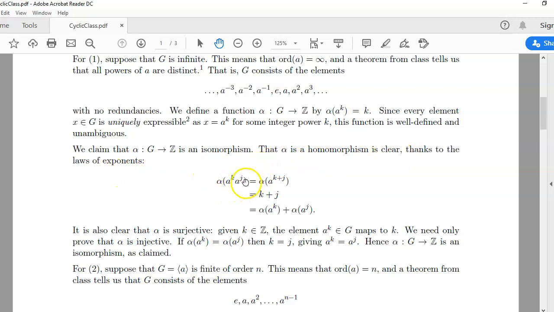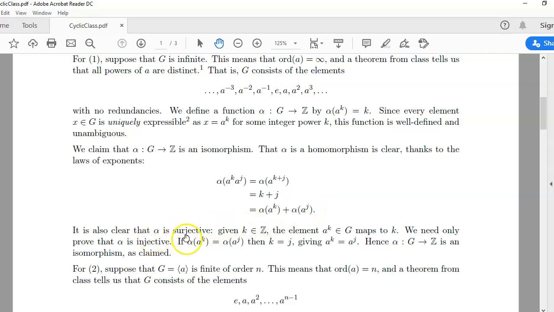So what's alpha of two things multiplied in G? Well, two generic things in G are an a to the k and an a to the j. But a to the k times a to the j is a to the k plus j. And what's alpha of that? Well, it rips off the exponent, so that's k plus j. But k is alpha of a to the k because it rips off the exponent. And j is alpha of a to the j because it rips off the exponent. And therefore, alpha of a to the k times a to the j is equal to alpha of a to the k plus, that's the operation in Z, by the way, alpha of a to the j. So it's a homomorphism. That's not hard.